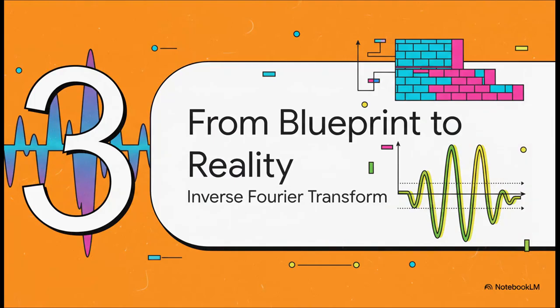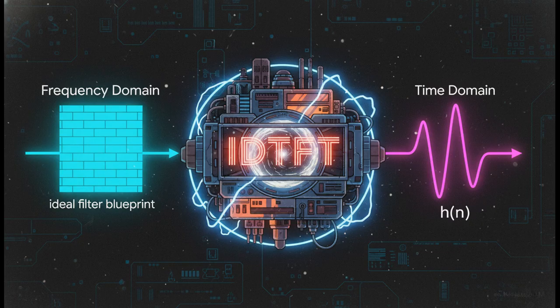So, how do we take that ideal brick wall blueprint and turn it into something we can actually build and use? The secret sauce is the inverse Fourier transform. The tool we need for this job is the inverse discrete-time Fourier transform, or IDTFT. Think of it as our mathematical bridge. It translates our design from the frequency domain, our blueprint, into the time domain. And what it spits out, this h of n, is a set of numbers called the filter coefficients. These numbers are literally what will make our filter work.